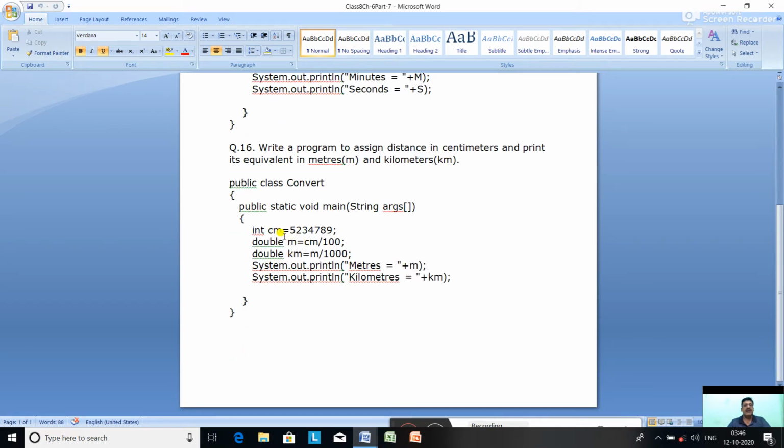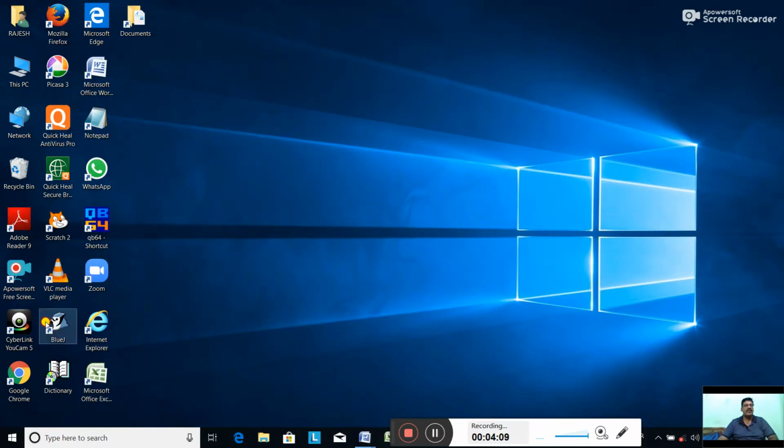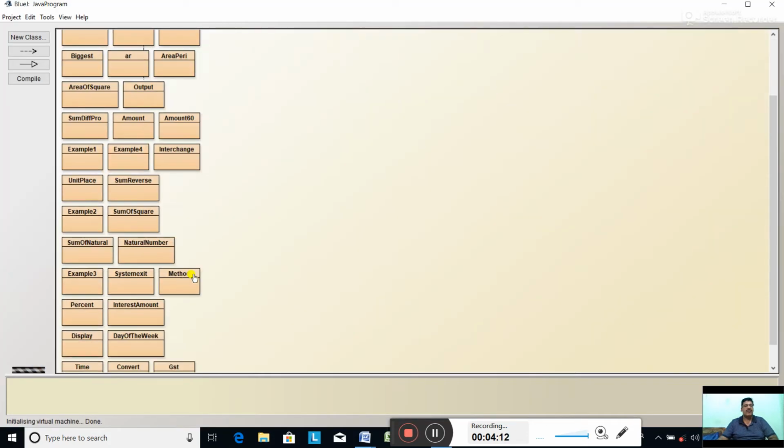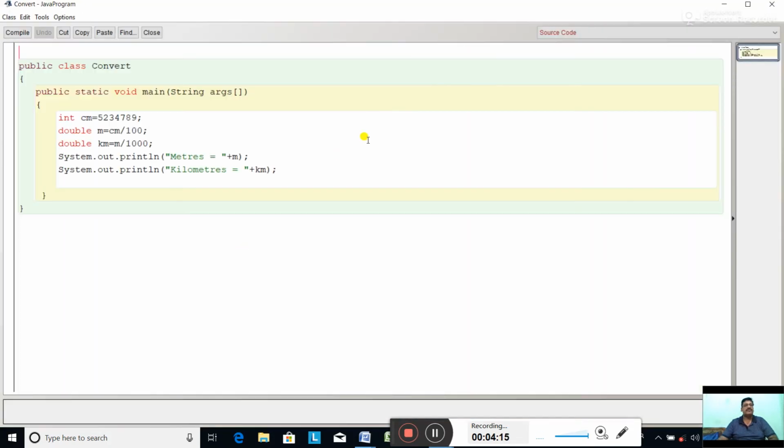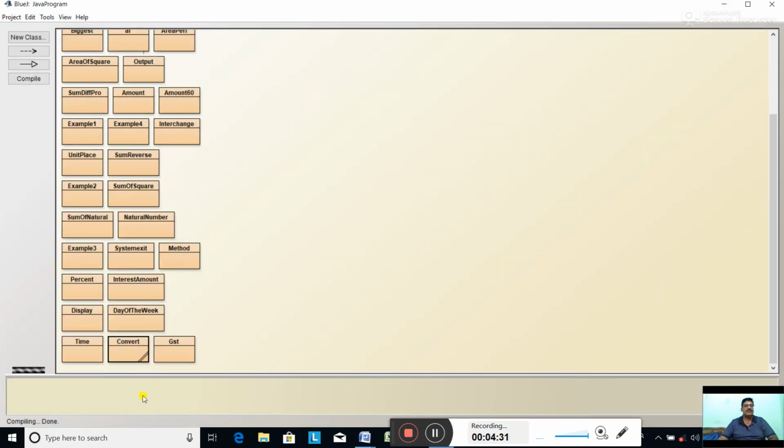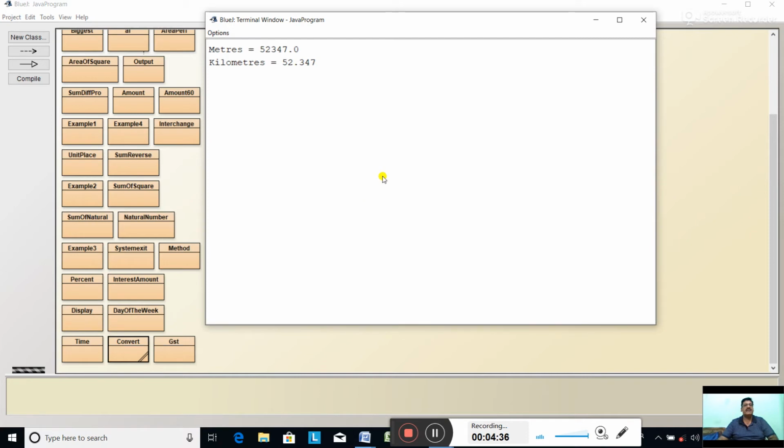Alright, very simple. Assign the centimeters, divide by 100, so it became meters. Again divide meters by 1000, became kilometers, and print. Now let us do it in Java. Convert. Public class convert, same int cm, double m equal to cm by 100, double km equal to m by 1000, print the meters, print the kilometers. Compile. No syntax error. Close. Right click. OK. And see, the output has come.